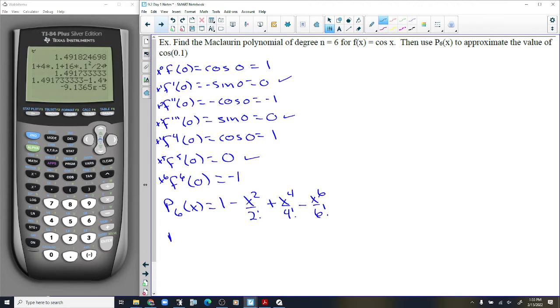So now we're going to find p sub 6 of 0.1. And that's the answer that they want. We want to see that approximation. So 1 minus 0.1 squared divided by 2, plus 0.1 to the 4th divided by 24, and then minus 0.1 to the 6th divided by 720.